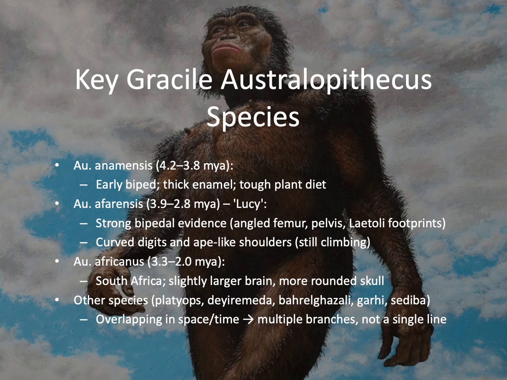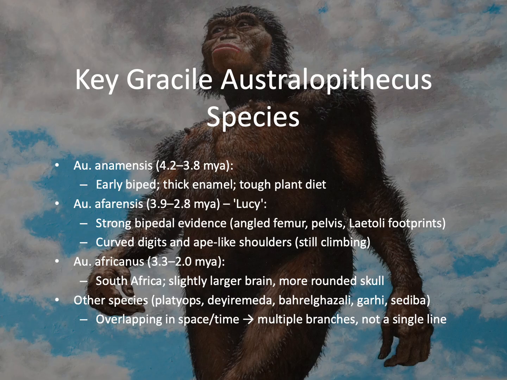So the first would be Australopithecus anamensis, which dates from around 4.2 million to 3.8 million years ago. It is the earliest known Australopithecus, has bipedal legs and feet, but curved hand bones. It also likely ate tough plant foods because it has large canines and thickly enameled molars. Then afarensis, which dates from around 3.9 to 2.8 million years ago. This is the famous Lucy species.